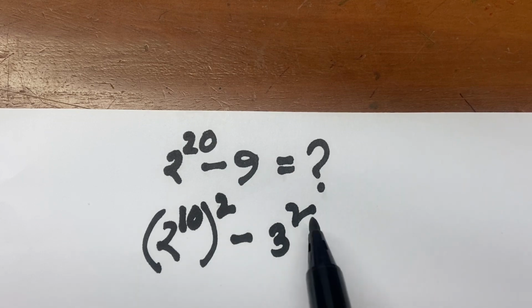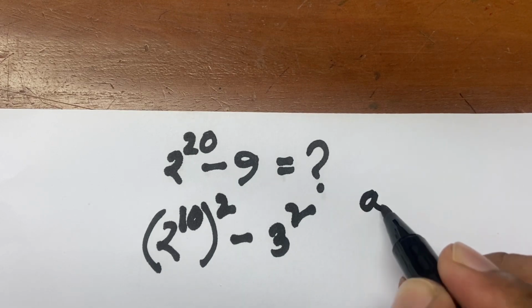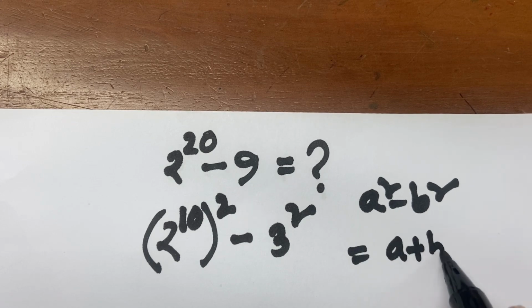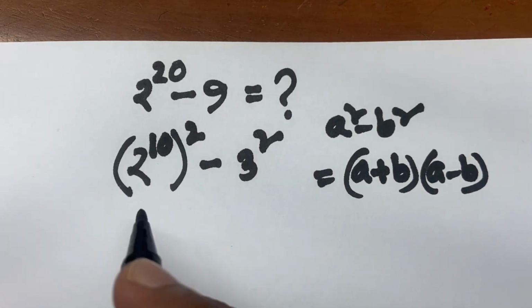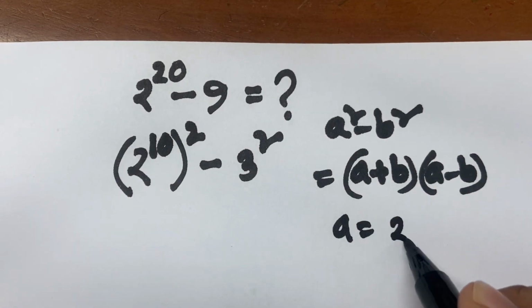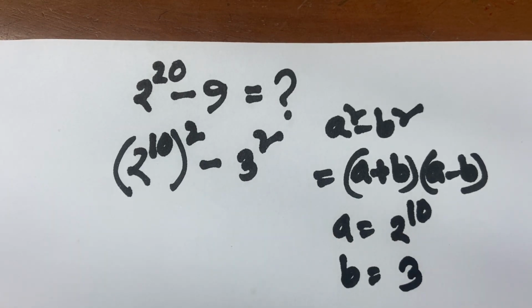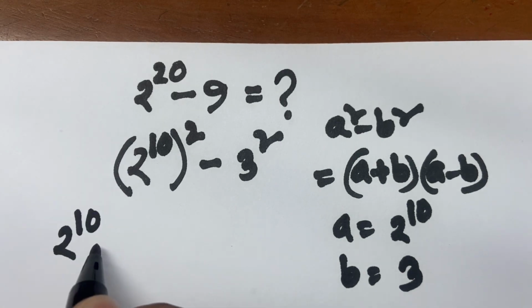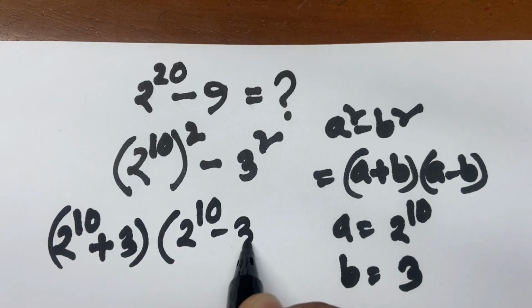Now here is a square, this is a square. So according to algebra rules, I apply this formula in this case. I mean a square minus b square is equal to a plus b times a minus b. Now here a is equal to 2 to the power 10 and b is equal to 3. If I apply these rules in this case, we find 2 to the power 10 plus 3 times 2 to the power 10 minus 3.